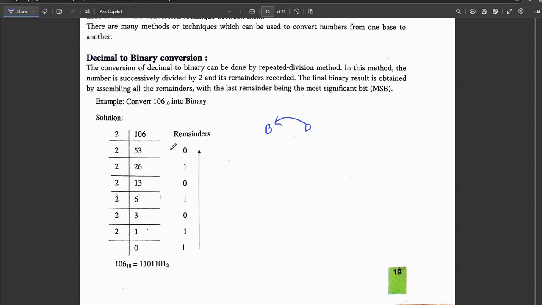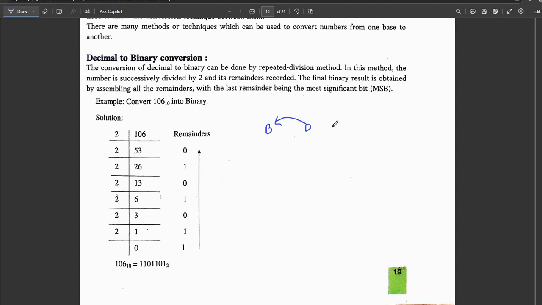So what is happening over here? How do you convert it? First read these lines. The conversion of decimal to binary can be done by the repeated division method. So repetitively it is being divided, right? In this method, the number is divided by 2 and its remainders are recorded. So remainders are recorded over here. The final binary result is obtained by assembling all the remainders.